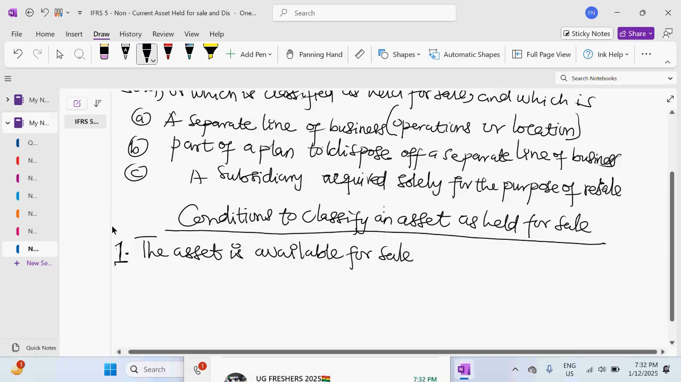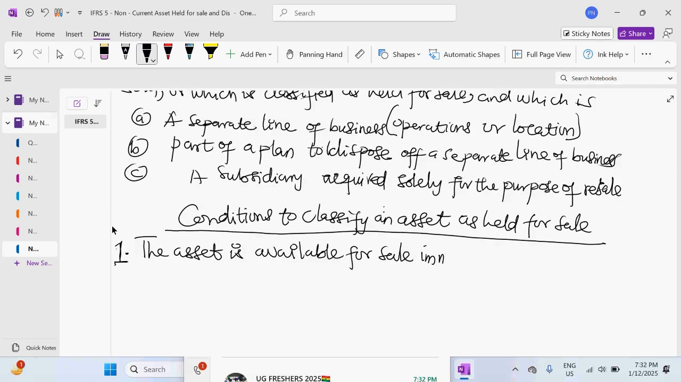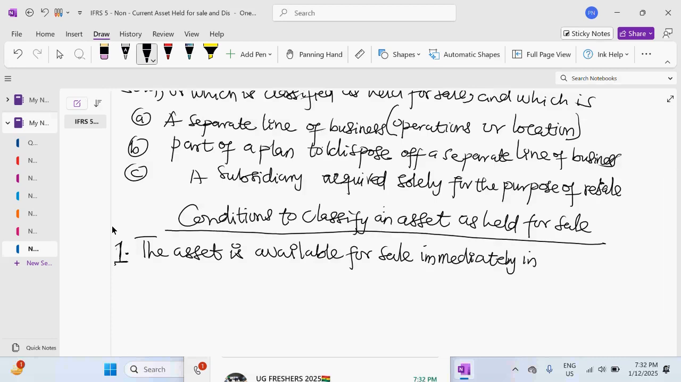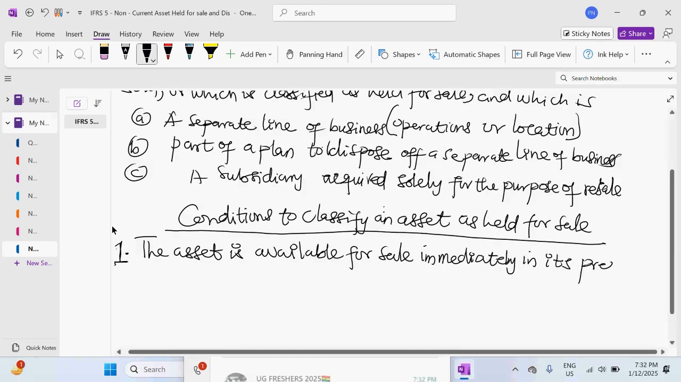The asset is available for sale immediately. Not that they are now doing some repairs, or they are now trying to make it look nice. It should be readily available for sale. You shouldn't now go and do something about it. So the asset is available for sale immediately in its present condition.